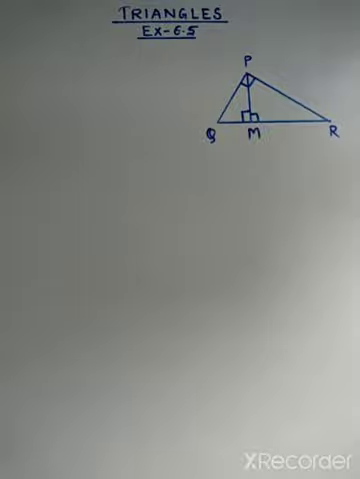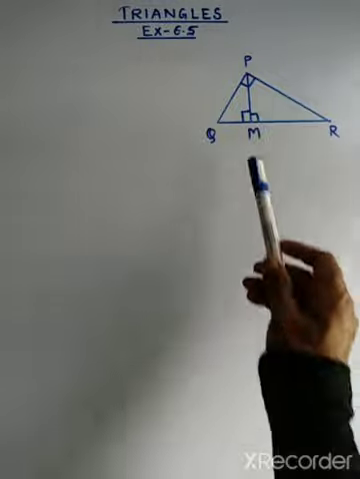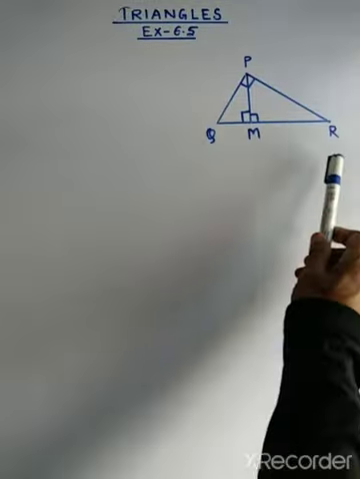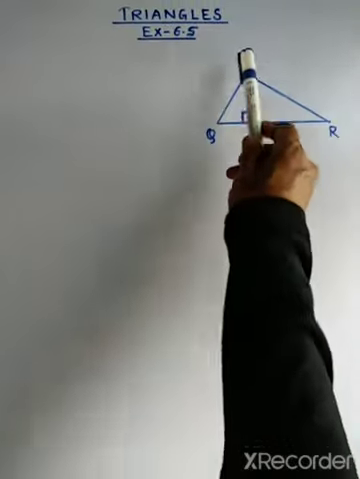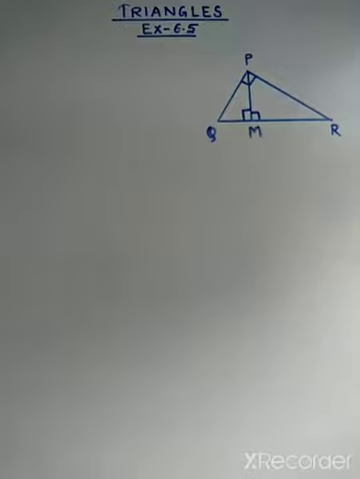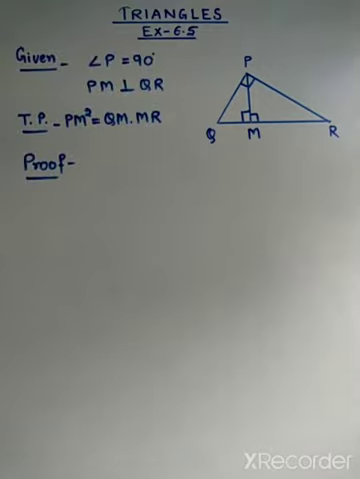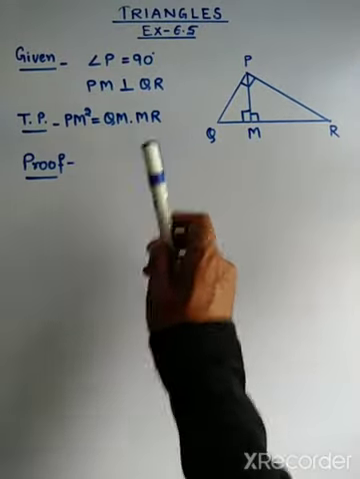Second question, PQR is a triangle right angled at P and M is a point on QR such that PM is perpendicular to QR. So we have to show that PM square equals QM into MR. Given angle P equals 90 degrees, PM is perpendicular to QR. We have to prove PM square equals QM into MR.